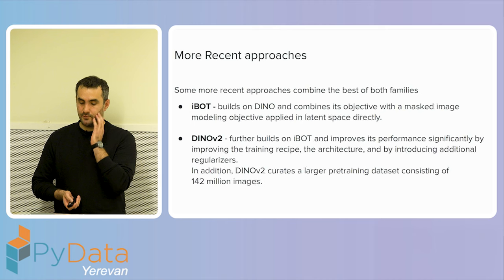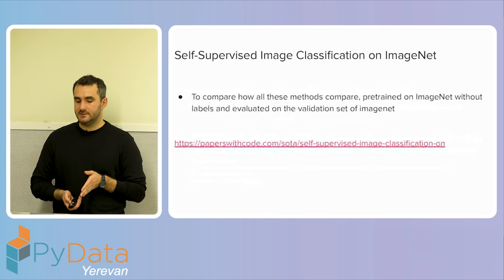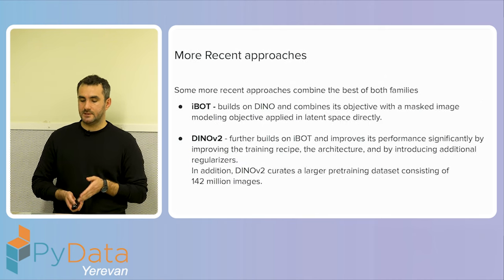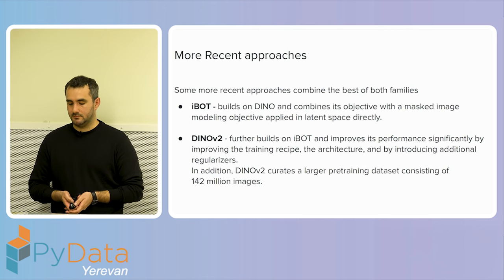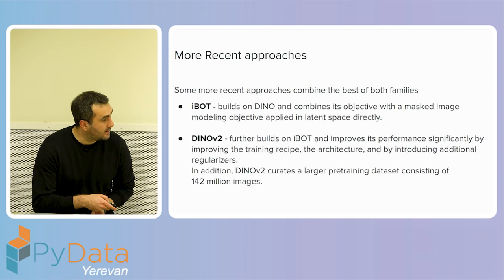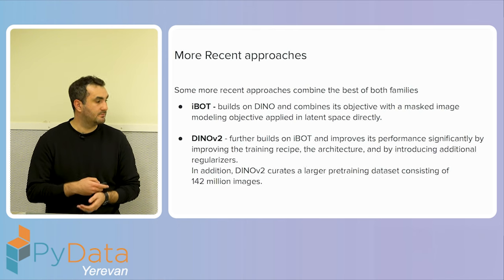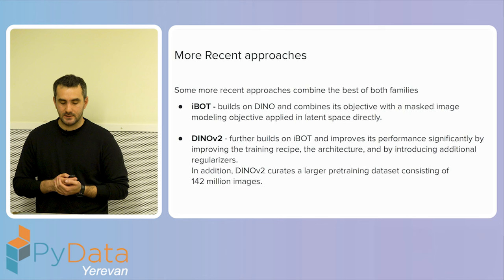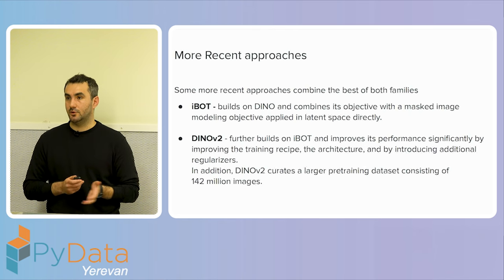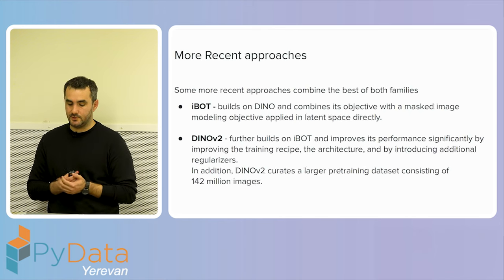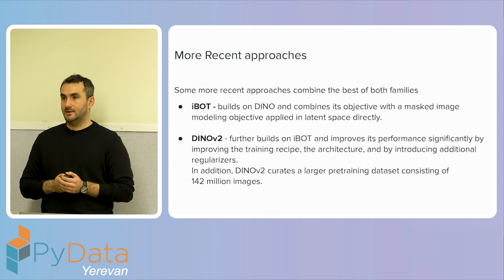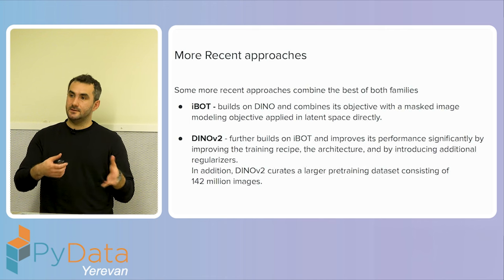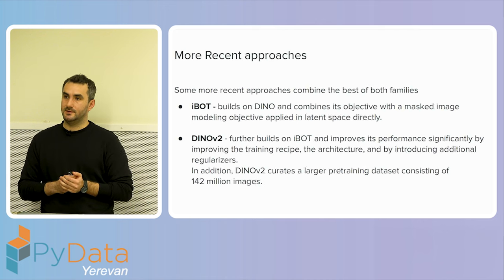Okay, that's actually a great question. Except this Dino version 2, all the other methods are trained on ImageNet. And this Dino version 2, I actually mentioned it here, it's trained on a larger data set, which contained 142 million images. But all the rest are trained on the ImageNet dataset without labels. So they use the same exact dataset to train the networks.